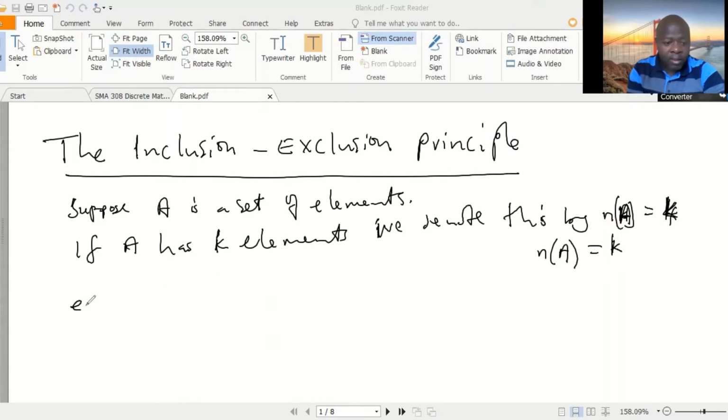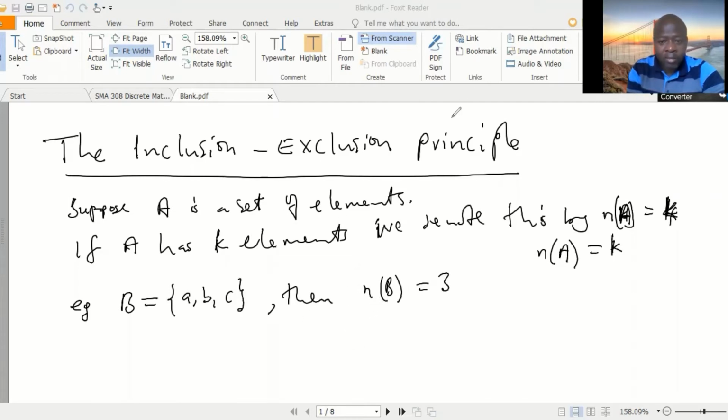Now, for example, if I have this set that has A, B, C, then I can see that the number of elements in B is 3. So that's how I'll be denoting the number of elements in a set. Now let's look at one example for me to introduce the inclusion-exclusion principle.